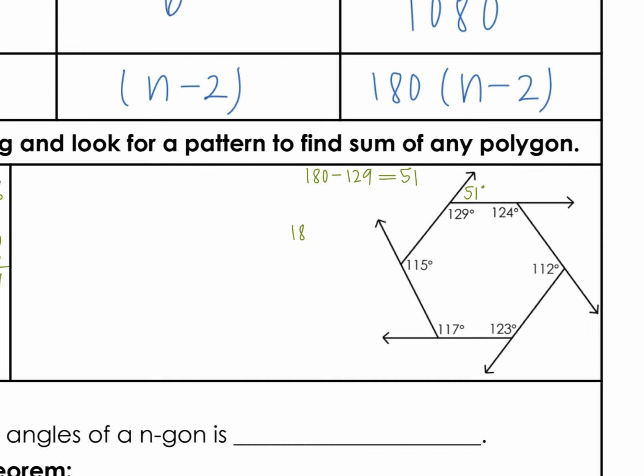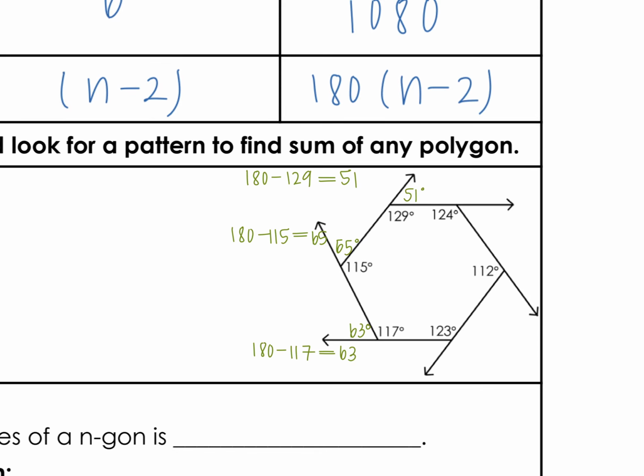Okay, and then I'll work my way around this way. We got 180 minus 115 is going to give me 65 degrees. Then 180 minus 117 is going to give me 63 degrees. Okay, 180 minus 123 will give me 57.